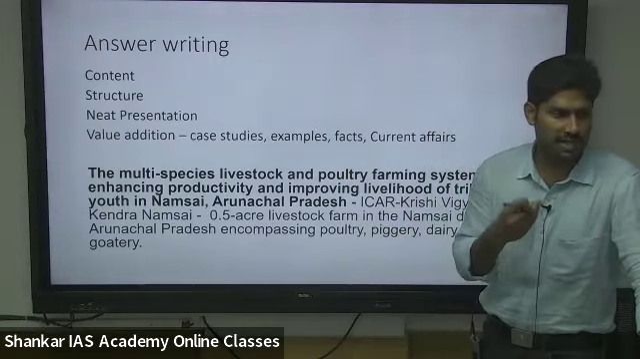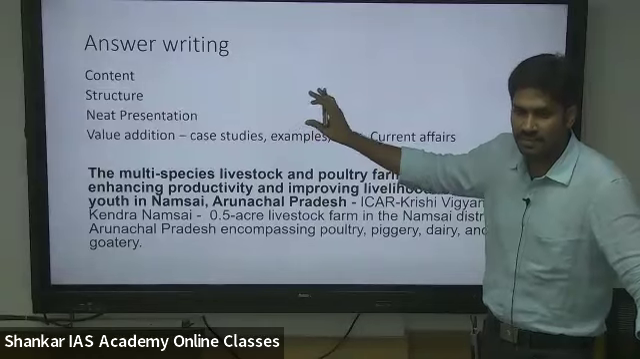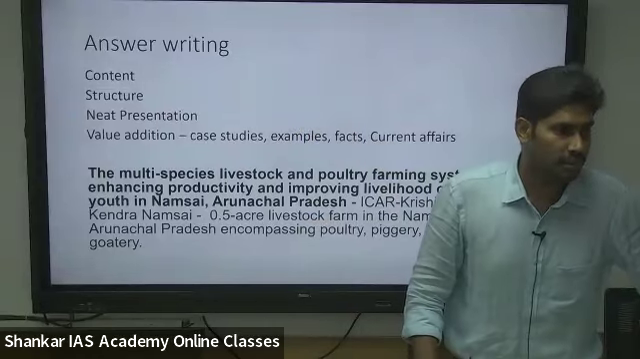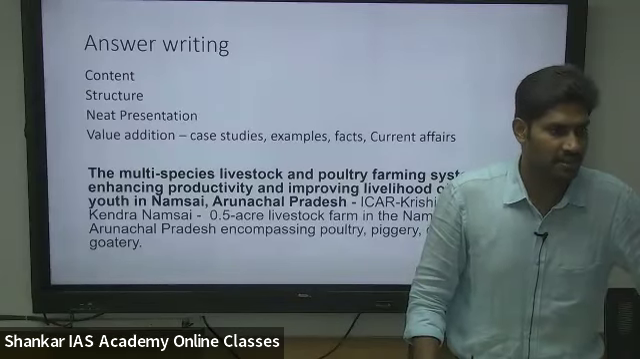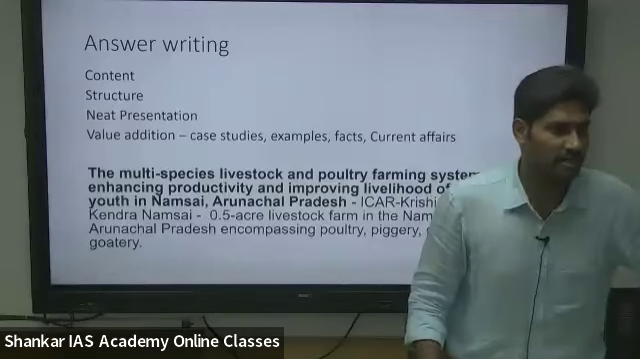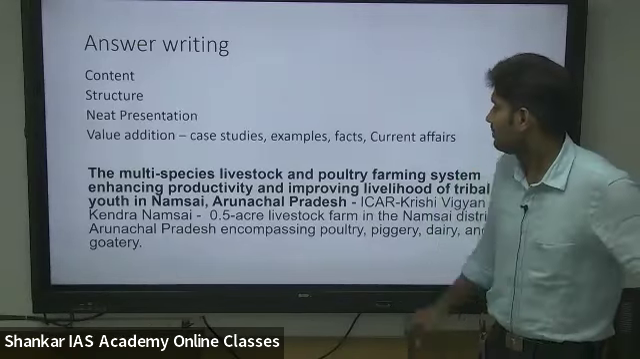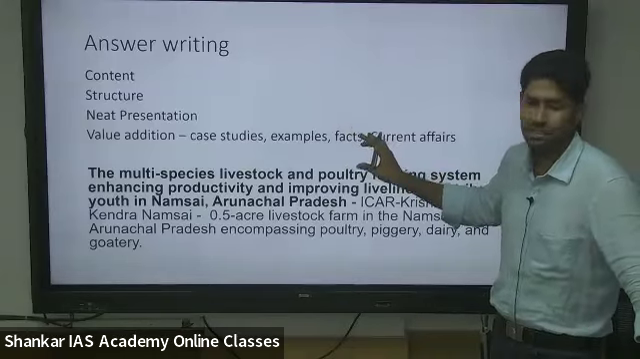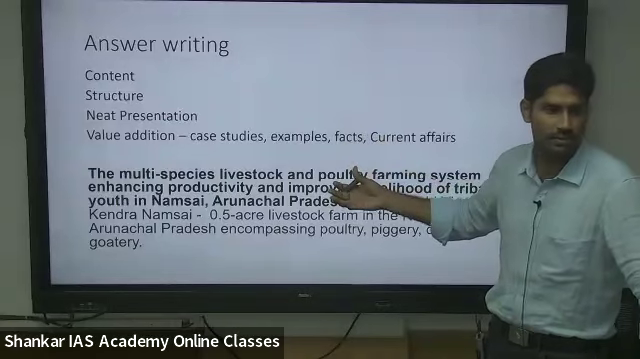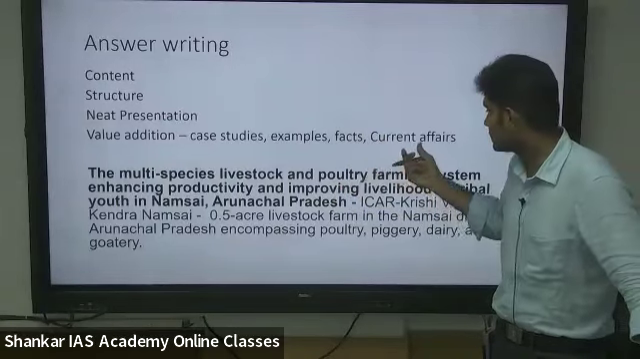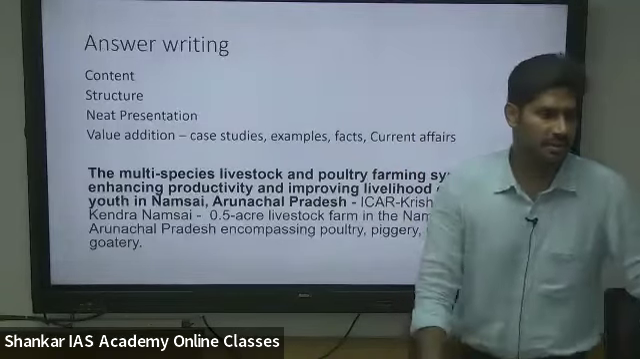To fetch the extra marks, if you give proper content with a proper structure and neat presentation, for a 10-mark question you can get 5.5 for a very good answer. To get the extra 1 mark or half mark, 6.5 to touch 7, we need to focus on innovation, the validation part: giving specific examples, adding diagrams, giving some facts, linking with current affairs, giving real case studies. These are the validation part.